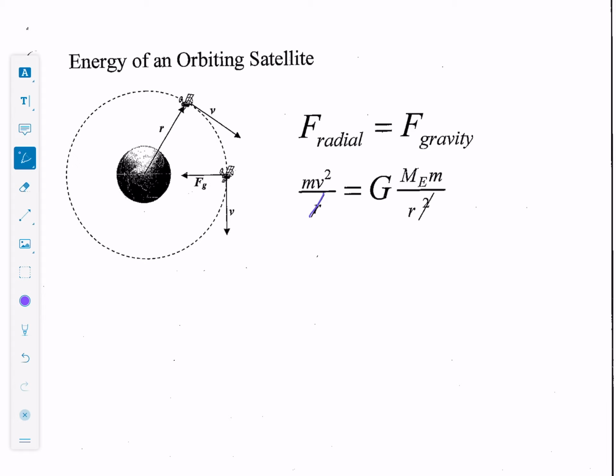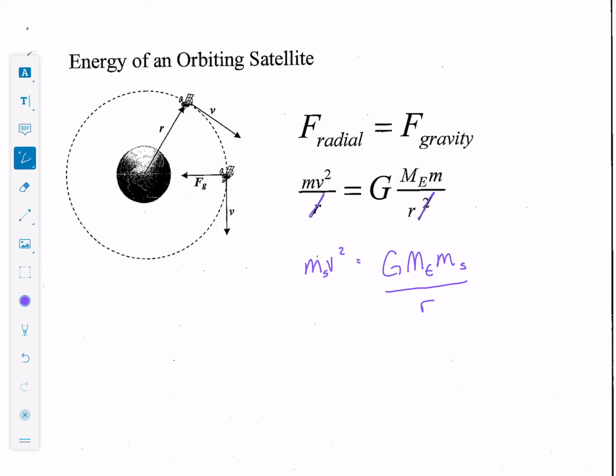Well, this r cancels with that squared, and what we have is mv squared is therefore G, mass of the Earth, mass of the object. In this case, it's a satellite, so I'll throw an S there. I can throw an S here too, over R.